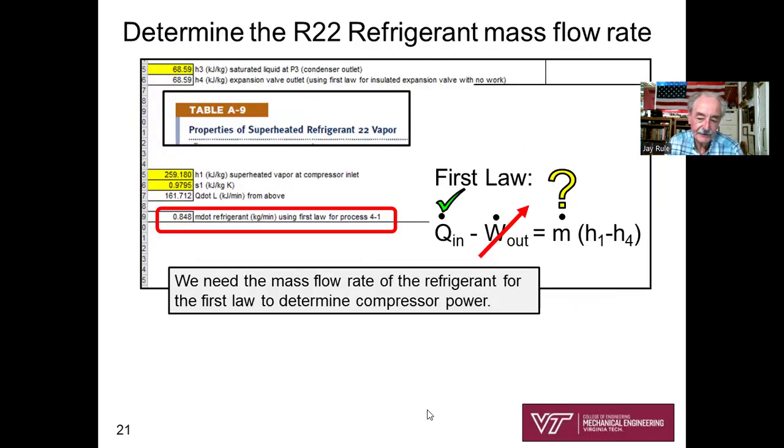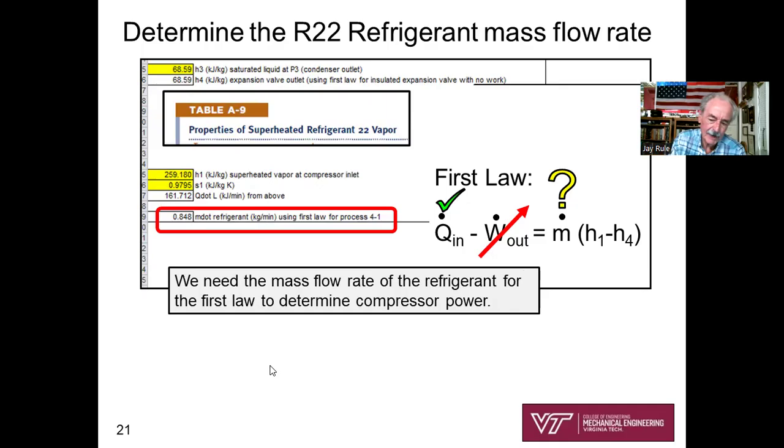We were looking to find the refrigerant mass flow rate. Okay, so now here we go. We've got H4 as a number, 68.59. We've got H1, 259.18 kilojoules per kilogram. Okay, we've got Q dot L, the rate at which heat is added to the refrigerant, in kilojoules per minute. And so we've got M dot of the refrigerant, one equation and one unknown, to get 0.848 kilograms per minute.